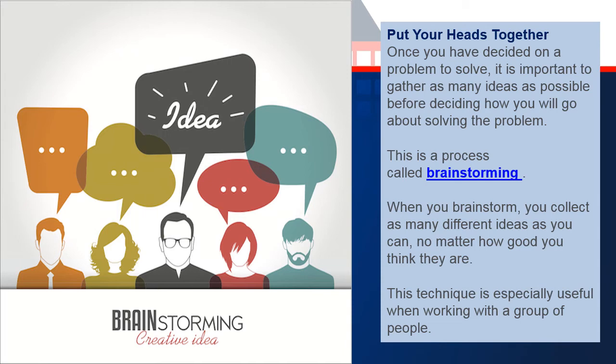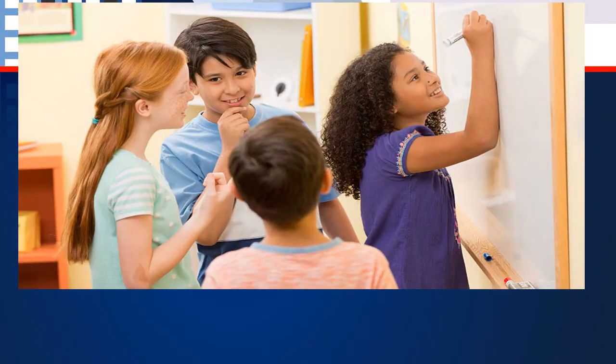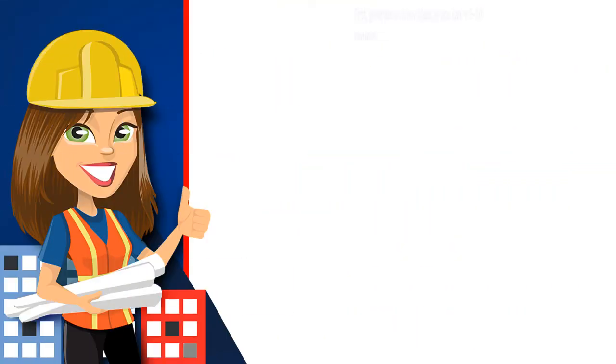When you brainstorm, you collect as many different ideas as you can. This technique is especially useful when working with a group of people. So, how do we go about brainstorming? See the children in this picture. You can see one of the students writing on the whiteboard, and others thinking, bringing up ideas. This is what we call brainstorming. Brainstorming with a group is a way to quickly come up with and evaluate several ideas.